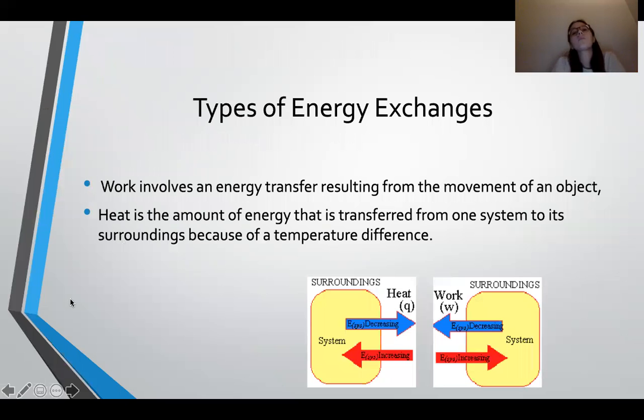So there are also two types of energy exchanges. One of them is work. Work involves an energy transfer resulting from the movement of an object. And the second one is heat, which is the amount of energy that's transferred from one system to its surroundings because of temperature differences. So as you see in the images, there's the difference between work and heat.